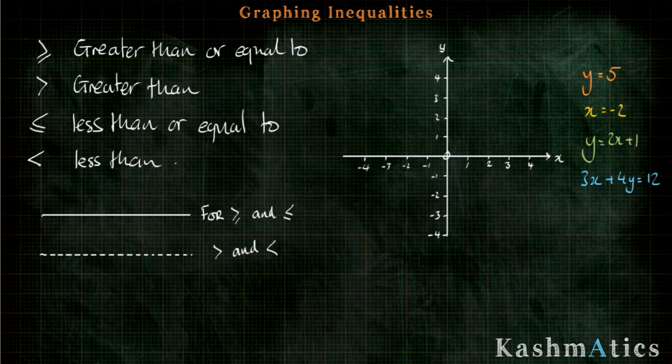Now, before we begin, we need to make sure we understand some basics. So the symbols on the left, you should understand by now. The top one is greater than or equal to. The next one is just greater than. Then we've got less than or equal to, and then less than.